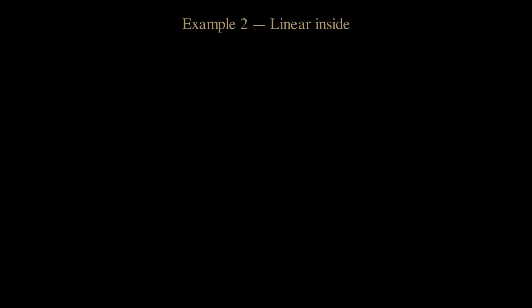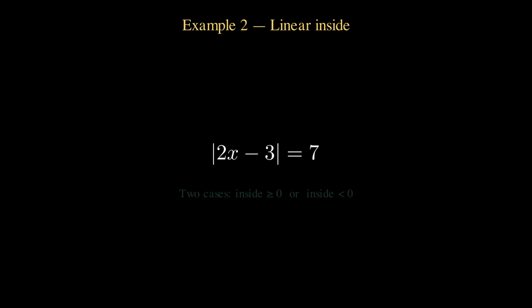Now let us look at a medium step up. The absolute value of 2x minus 3 equals 7. You split into two cases because the expression inside could be positive or negative, but after you take absolute value, the result is 7. Case 1, 2x minus 3 equals 7, so 2x equals 10 and x equals 5. Case 2, 2x minus 3 equals negative 7, so 2x equals negative 4 and x equals negative 2.